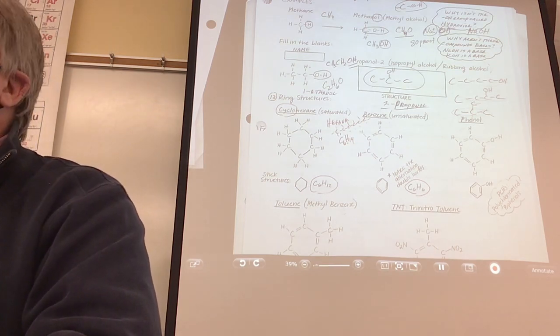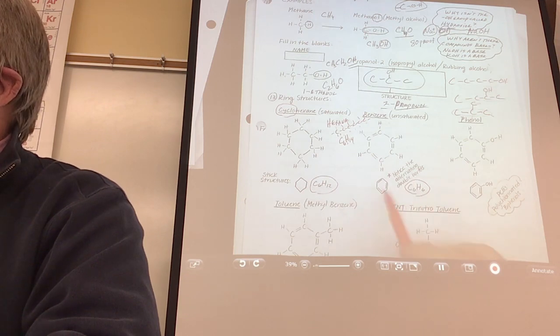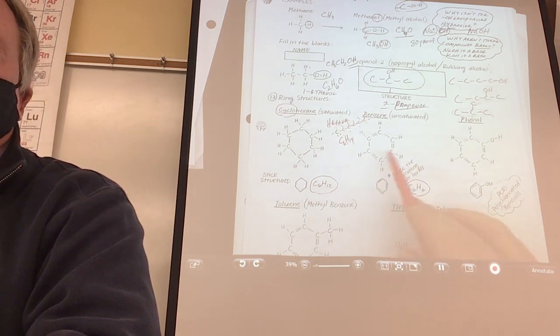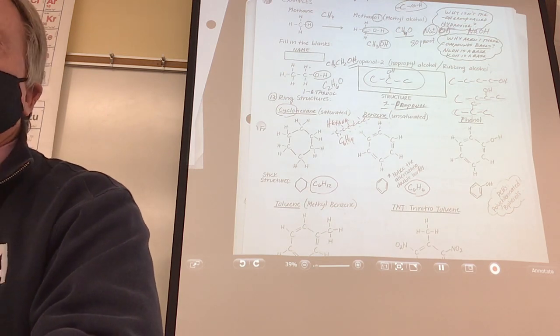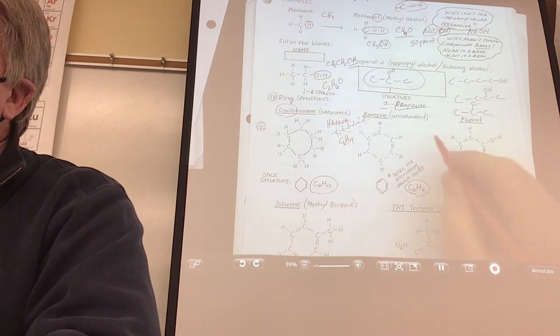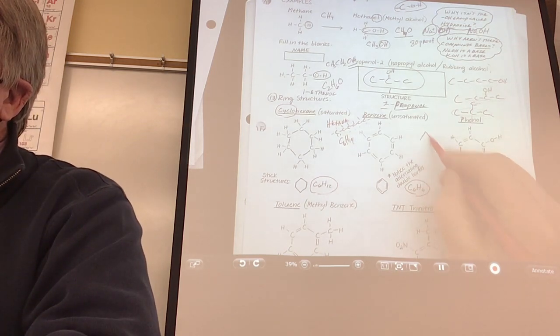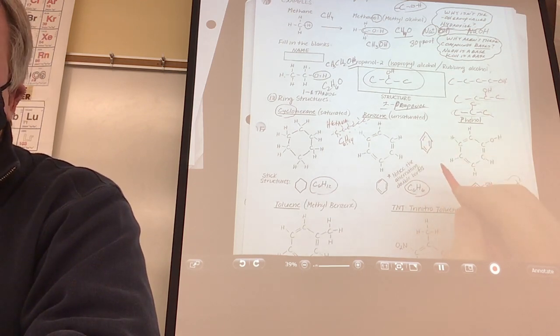Let me tell you what organic chemists do, because they don't really want to write this out. It takes a long time to write that. What if I want to tell you about benzene? Let me show you, this is pretty neat how they do it. They're going to go like this, and like this. That's one way to write benzene.